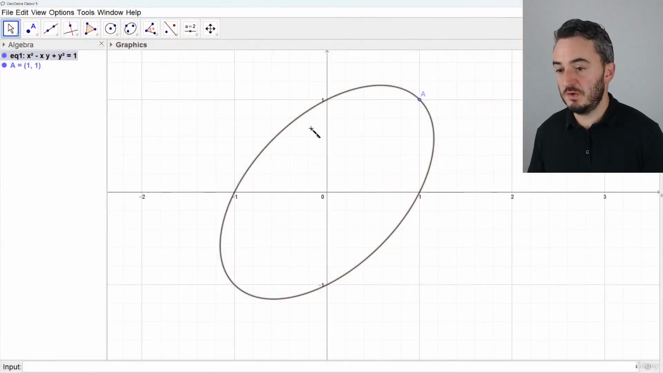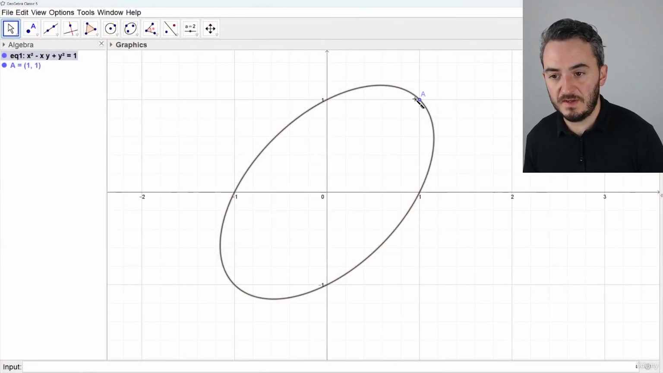And just for fun, it's nice to explore this in GeoGebra. So here's the curve, and here was the point in question, 1, 1. And you can see that it makes sense that dy by dx was minus 1. We do have a gradient that seems to be about minus 1.